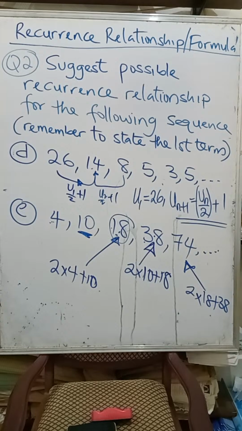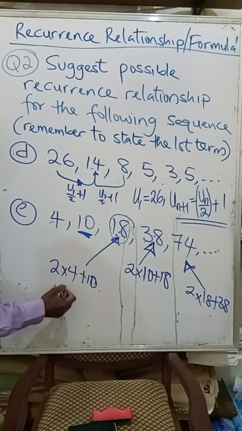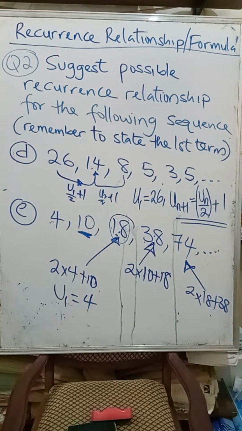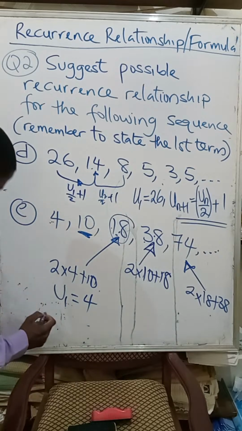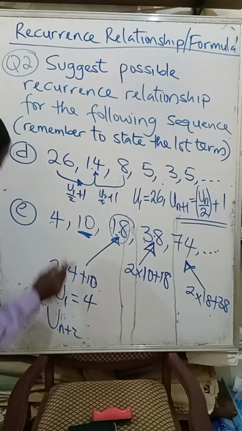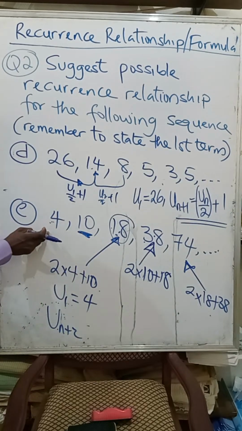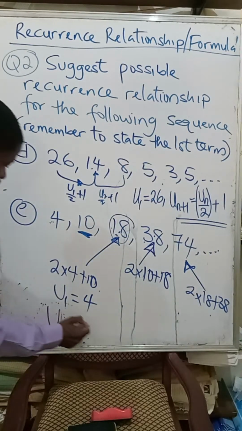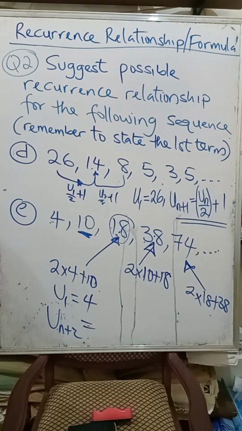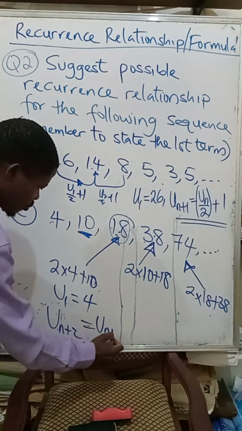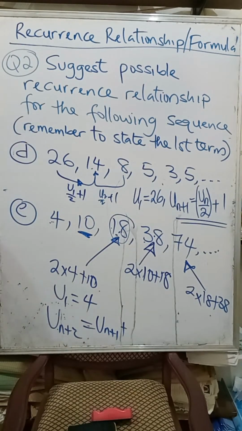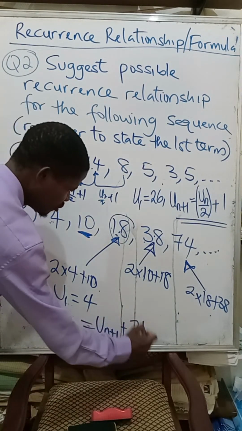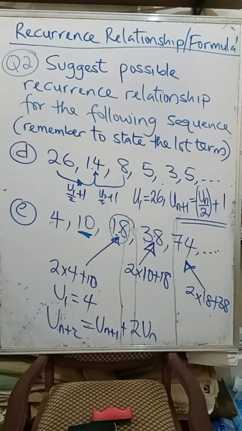So we are combining two numbers together. Our U1, this subscript U1, is 4. This is very tricky. Since UN plus 2, we are combining two numbers together, this will be equal to 2 times 4 plus 10. Give us the third one, that will be equal to U subscript N plus 1 plus 2 UN.